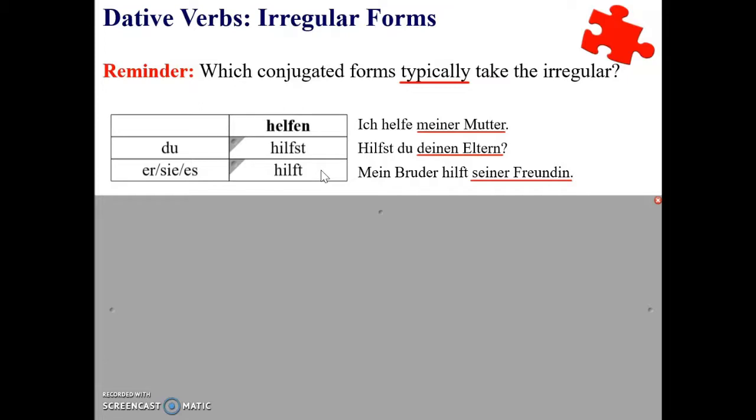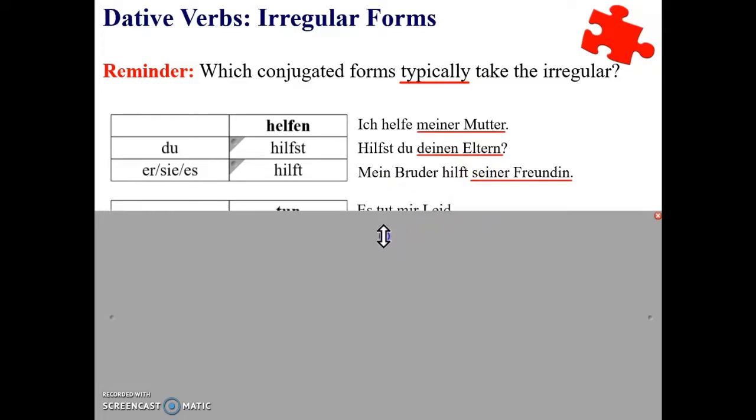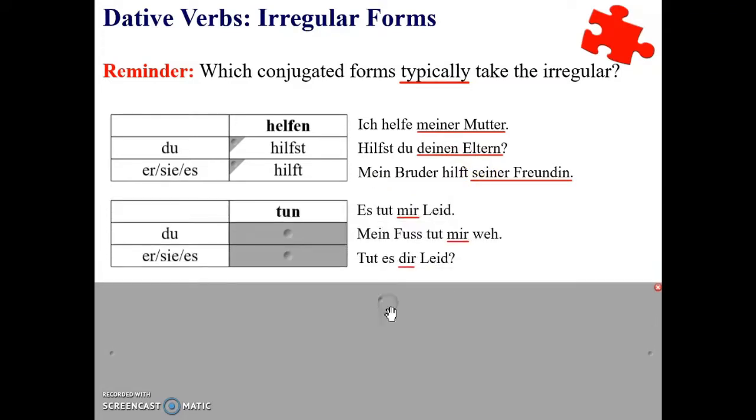In a question, hilfst du deinen Eltern, we still have our verb and subject. The next thing in the sentence is the dative case. And mein Bruder hilft seiner Freundin. My brother helps his girlfriend. Helfen, followed by that dative element. The next irregular verb forms for tun are du tust and er/sie/es tut.